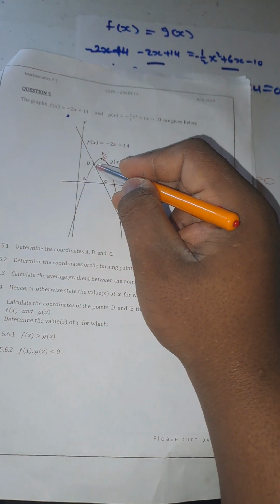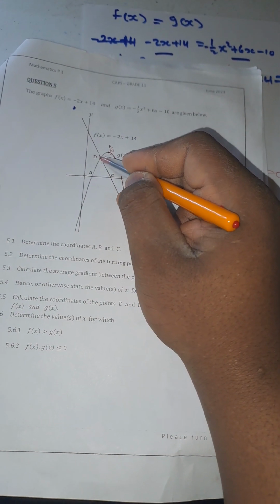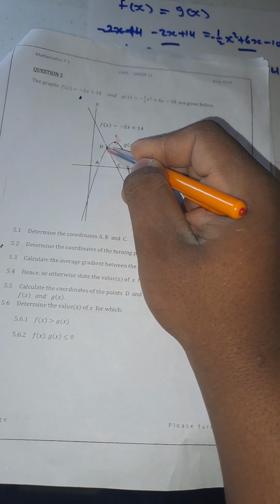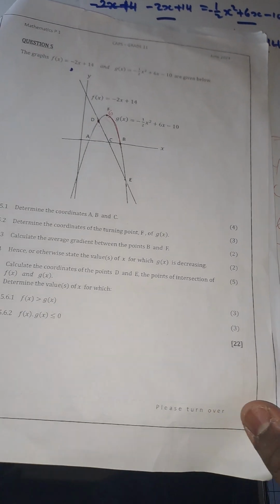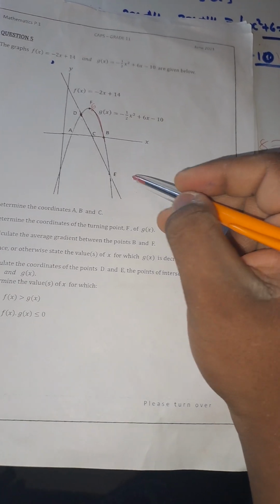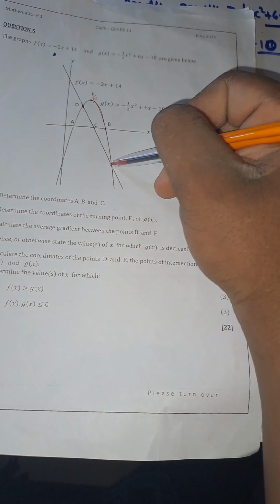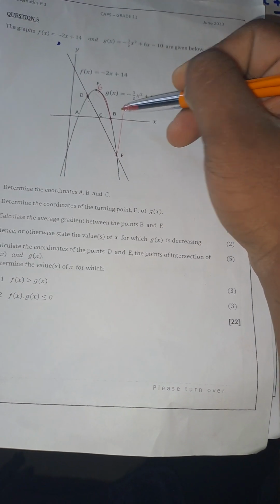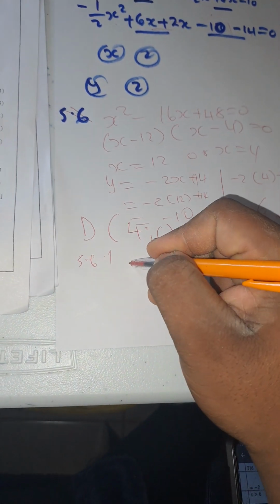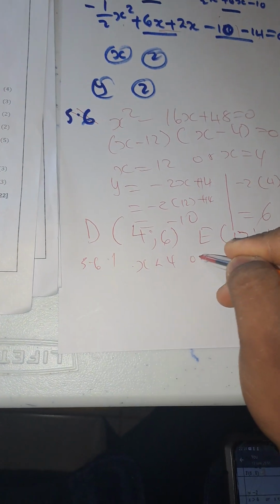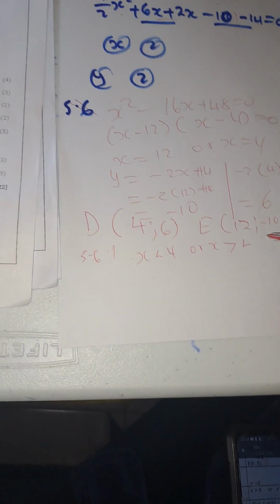Now for 5.6.1, they're saying f of x is greater than g of x. So as you can see, this is my f of x, and this one is greater than. This is the point of D, it is 4. And then g of x at the same time is E, because the x value of E is somewhere here. You see? So that's how you do it. It will be x less than 4 or x greater than 12.